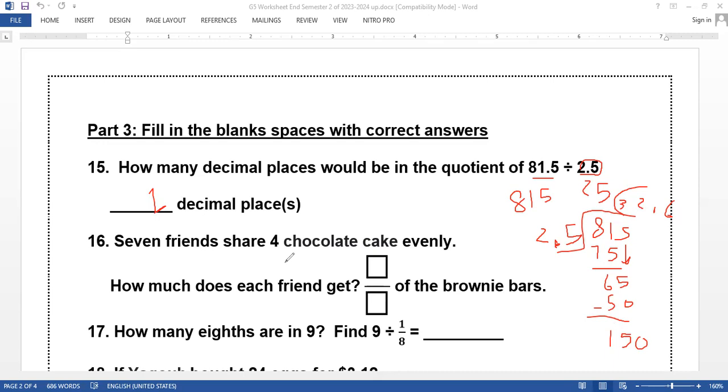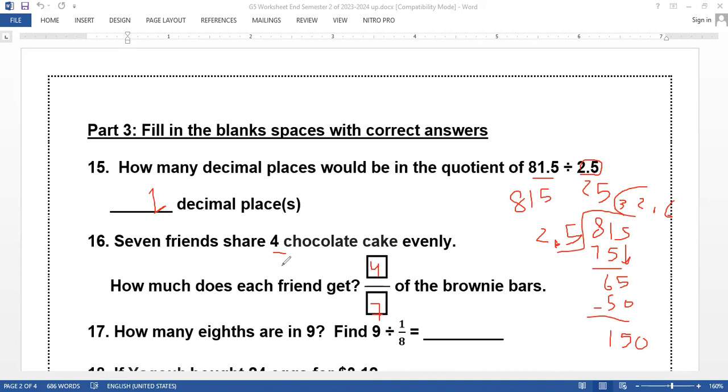7 friends share 4 chocolate cakes evenly. How much does each friend get? Over the thing that I share, divide by how many friends. I share 4 chocolates, so 4 is always the numerator, by 7 friends, 4 over 7. Directly, the thing that you share is the numerator.